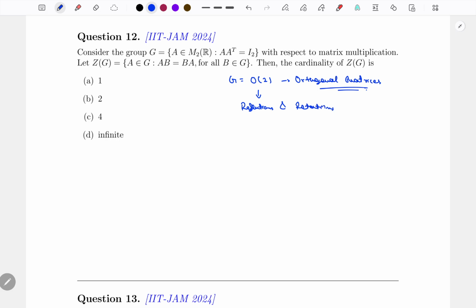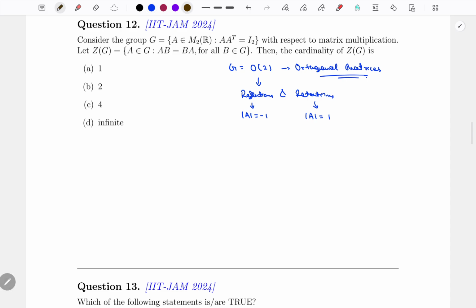Okay, so rotations contribute to the matrices having determinant 1, and reflections contribute to the matrices having determinant -1. So these are the only two types of matrices which constitute this orthogonal group. Now what about the elements which commute with both these groups? Now let me tell you a very subtle point here. This point exactly won't be that rigorous in nature, but let me tell you.